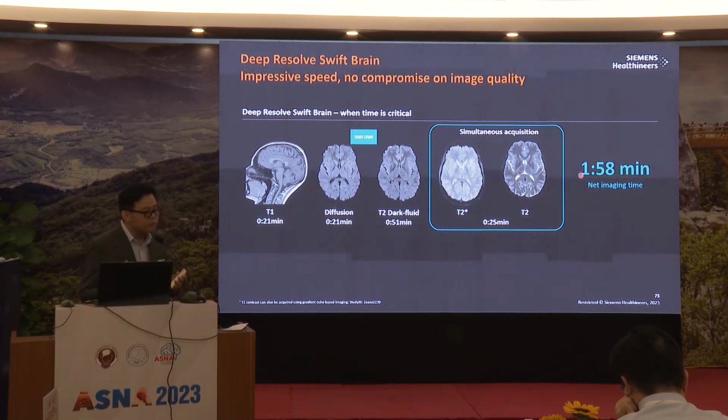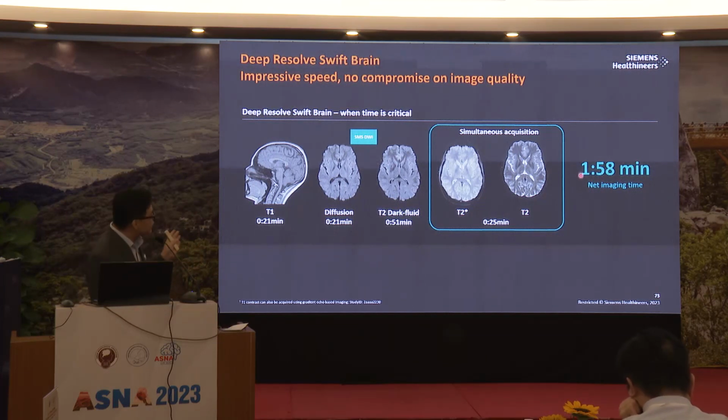So in total, all the essential sequences used for stroke imaging take only under 2 minutes. Adding all the patient setup time, one patient scan should be manageable in below 5 minutes. Although it looks very simple, we just bring the scan time down, to bring this scan time down, there are actually many innovations implemented at the back end.